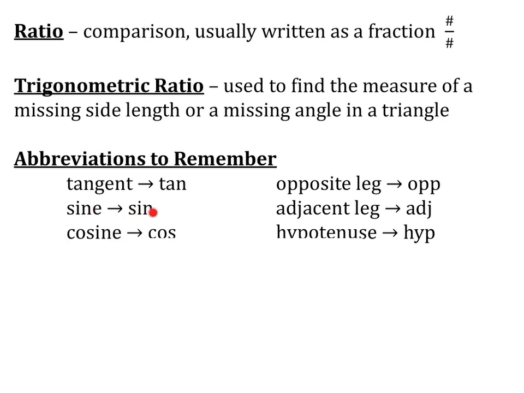Sine is abbreviated SIN. Please do not say sin when you see SIN. It is sine. And then you have cosine, which is abbreviated COS. And then within the ratio, so when you compare the number to another number, you'll see 2 of these as either your top number, numerator, or denominator. So opposite leg shortens down to OPP, adjacent leg shortens down to ADJ, and hypotenuse shortens to HYP.